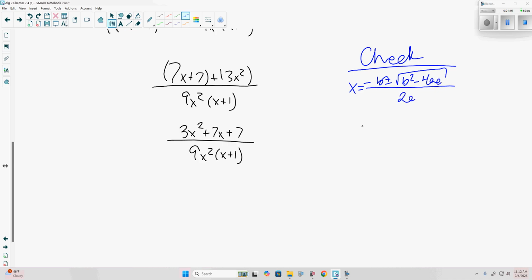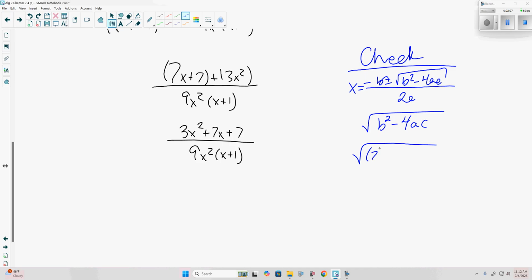Specifically, we don't need the whole thing. I just need the square root of our b squared minus 4ac. Because if the number that comes out of this with this quadratic ends up being a non-decimal number, a real number, then it tells us that our 3x squared plus 7x plus 7 factors.